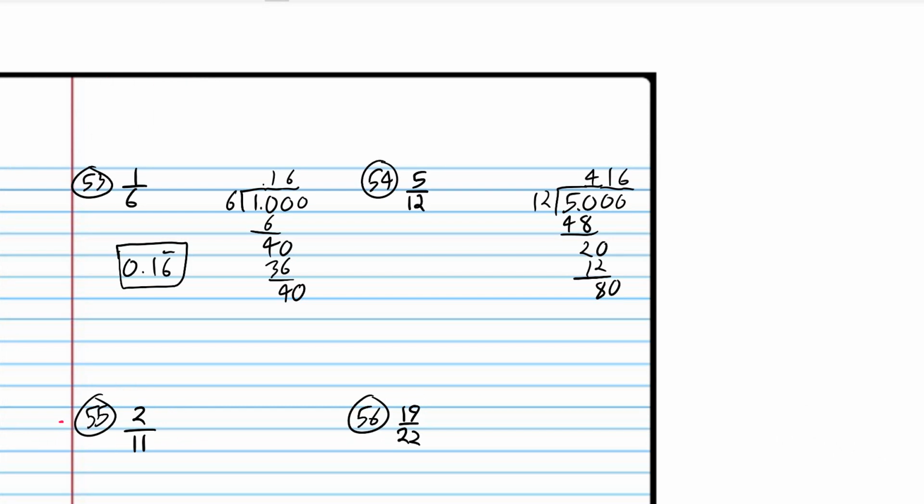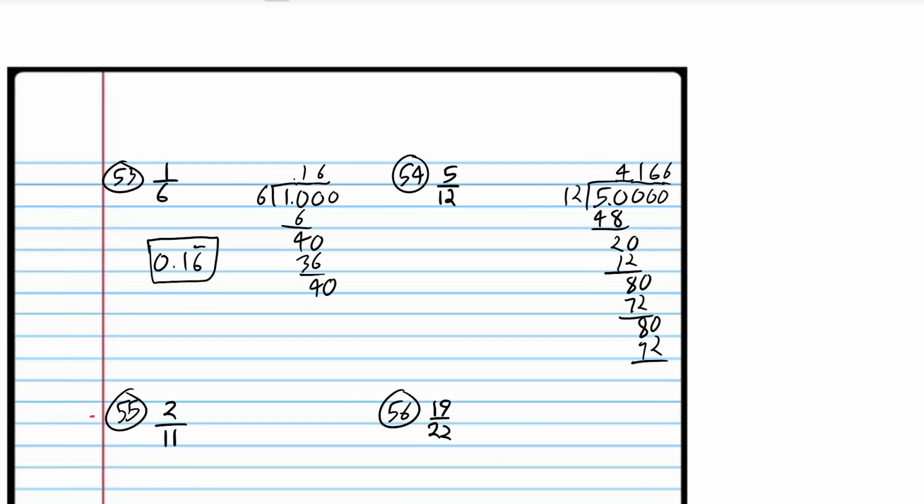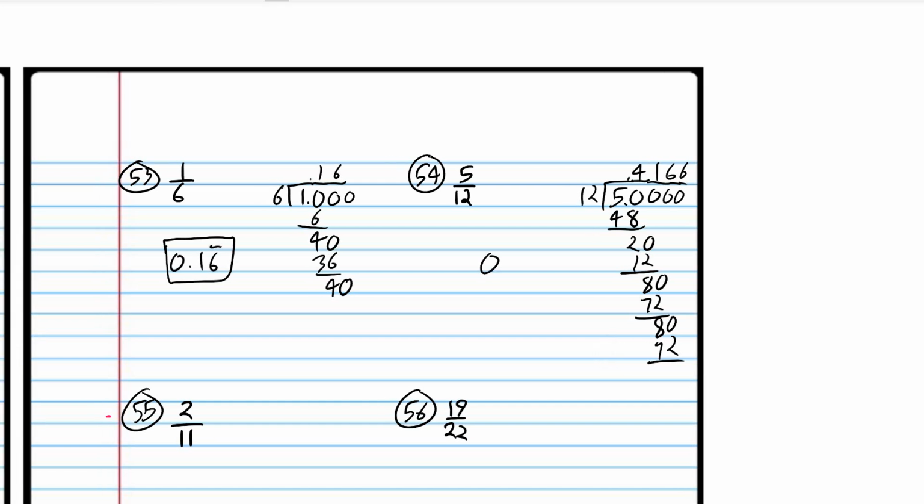So 12 goes into 86 times. As you can see, we have 80s here. Goes in another 6 times. It looks like the 6 is going to repeat. So this is kind of a different problem because we have 2 numbers that don't repeat, and then we have a number that does repeat. So you put the bar over the 6 and only the 6, not the 4 or the 1.